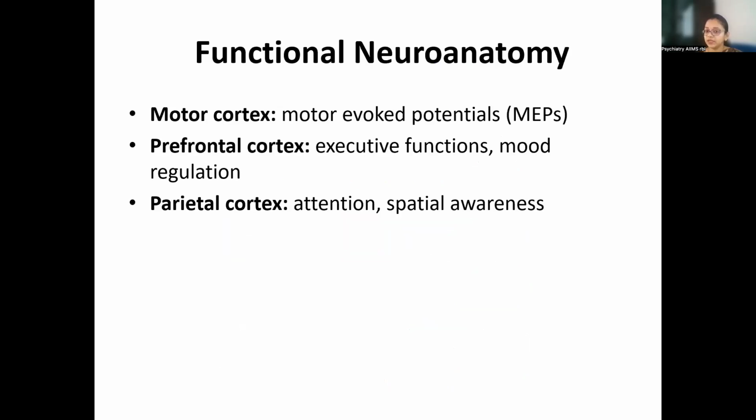We have to understand the functional neuroanatomy to know the basis of therapeutic treatments. So motor cortex is the area which we use to see motor evoked potentials, which can be directly observed. So this is mostly used for locating the other areas where we want to target rTMS. The prefrontal cortex is the area which is most often used for therapeutic purposes. We should know that this is the area which governs the executive functions and mood regulations. So that is why it is the most important target for our interventions.